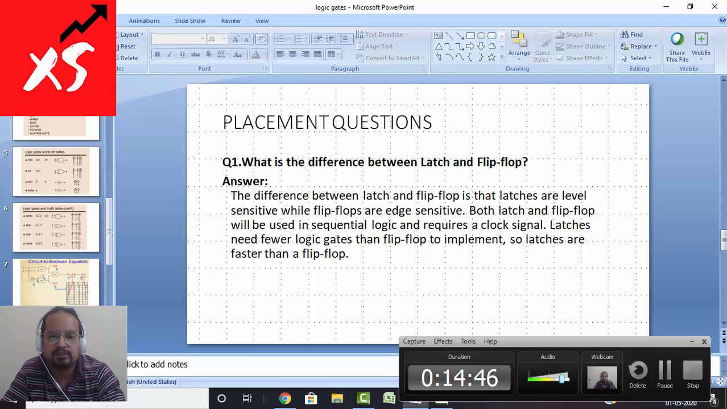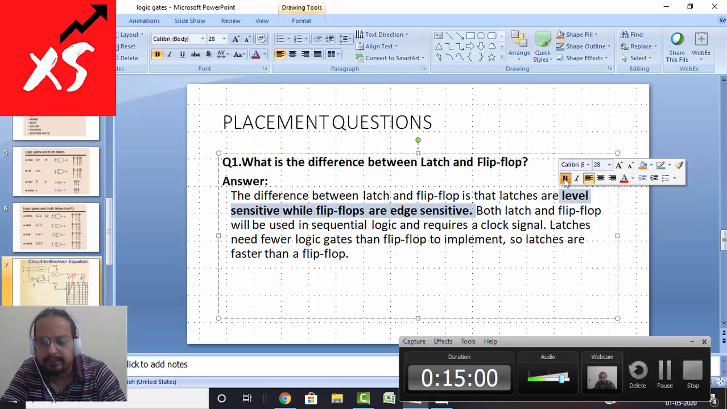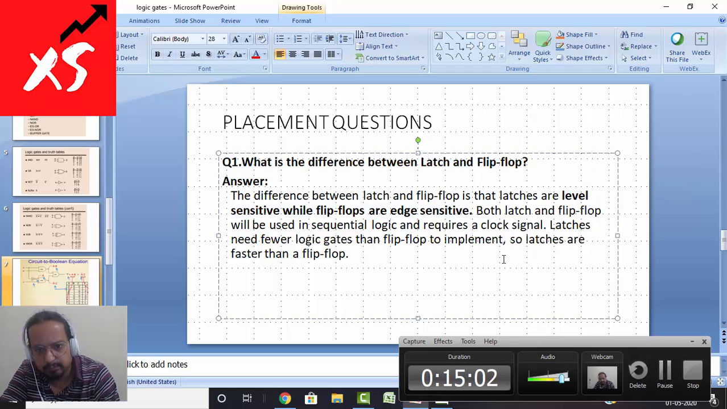Okay, so the first question, what is the difference between a latch and a flip-flop? Right, so a simple answer would do. So what's the answer? Latches are level sensitive, while flip-flops are edge sensitive. So this is something that you should be remembering, right? They both can be used in sequential logic and they both require a clock signal. Fine, that is not a difference, but we are just talking about what they are.